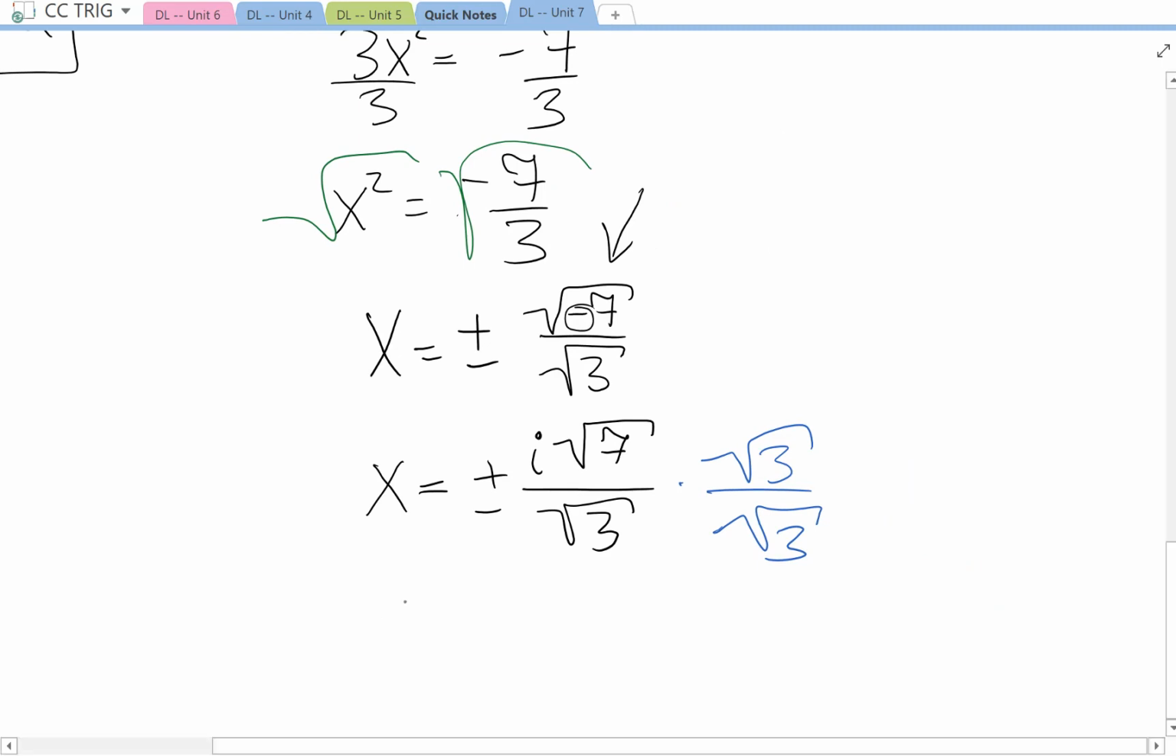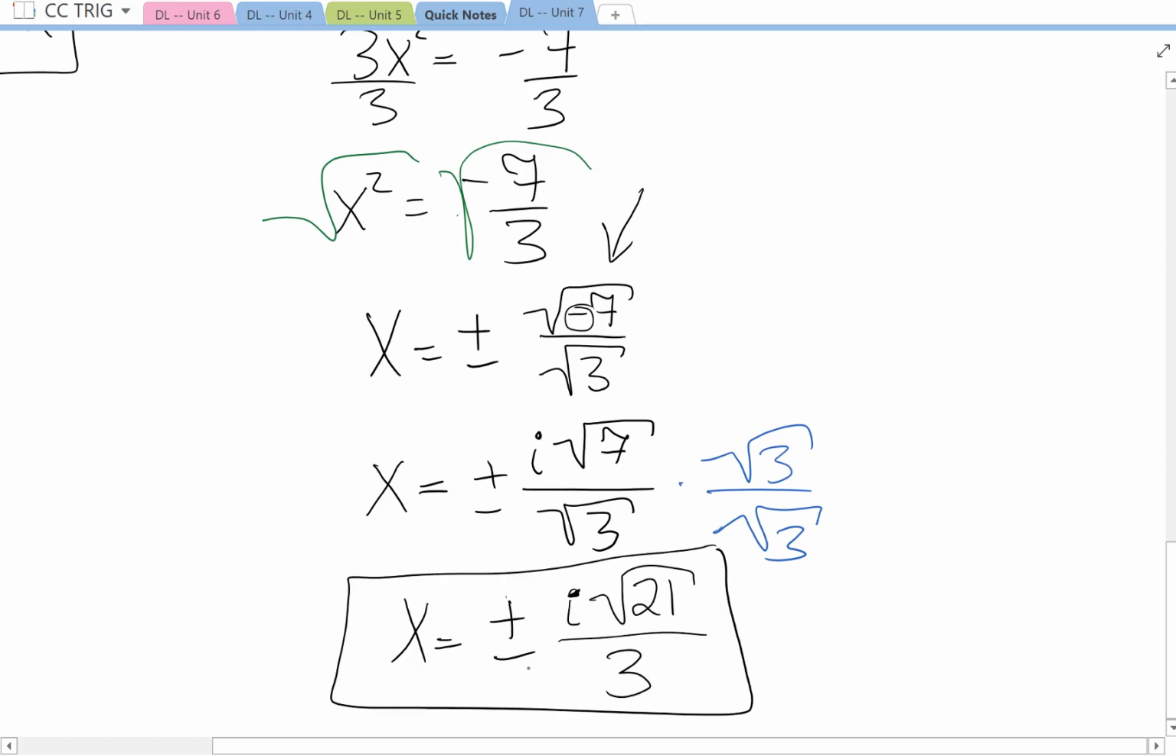That gives us our final simplified version. So i is still in front. Root 7 times root 3 is root 21. And root 3 times root 3 is 3. Positive or negative. So that's 2 more answers.